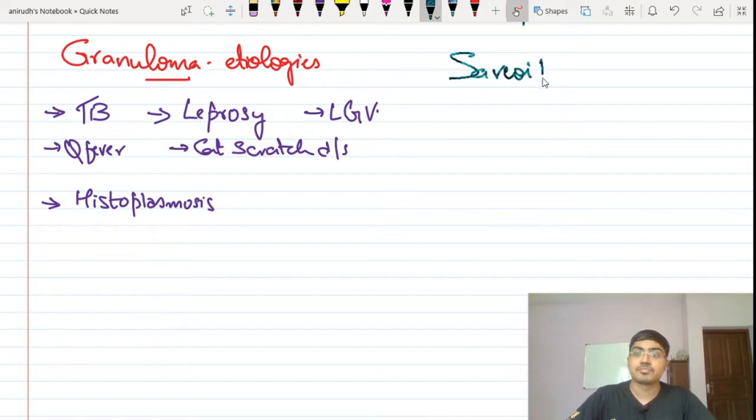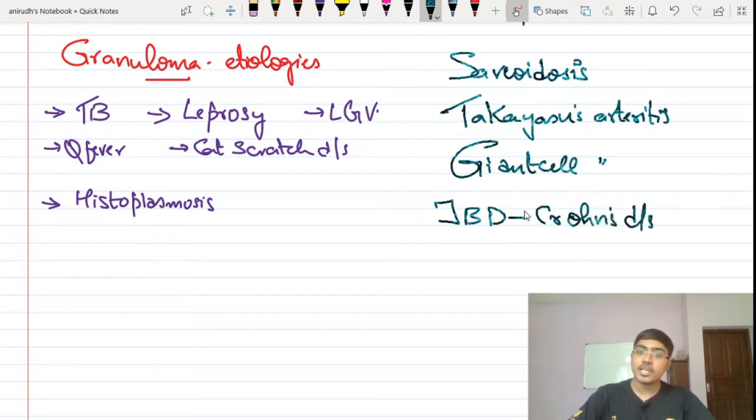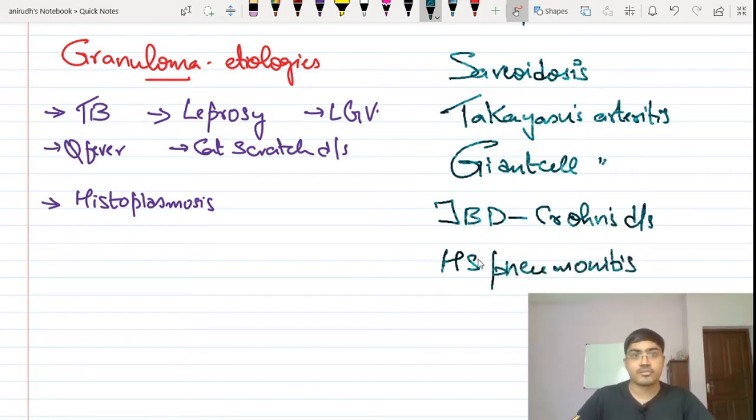Sarcoidosis, right? Takayasu arthritis, giant cell arthritis, right? You can have other conditions like Churg-Strauss syndrome, inflammatory bowel disease, Crohn's disease, right? You can have hypersensitivity pneumonitis. So these are certain causes of non-infectious granuloma, right?